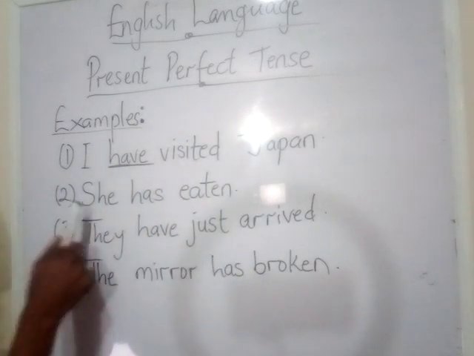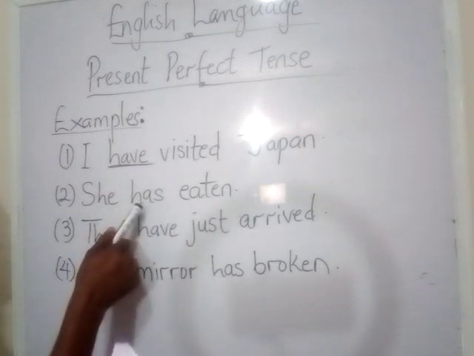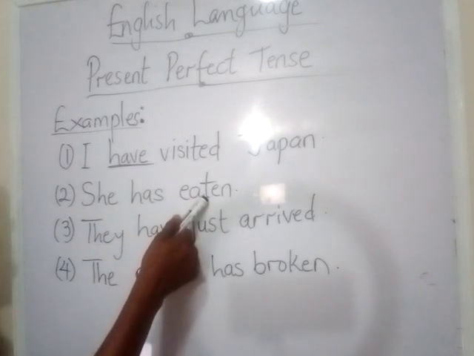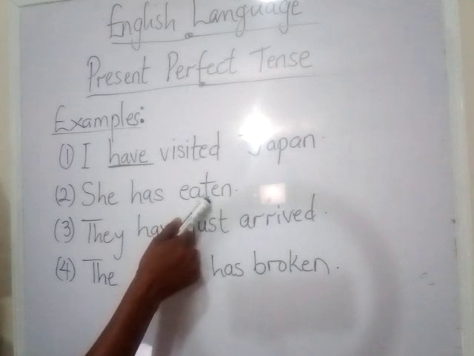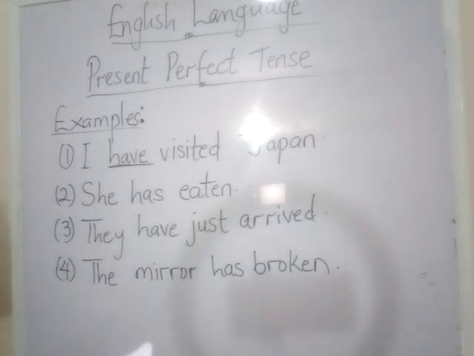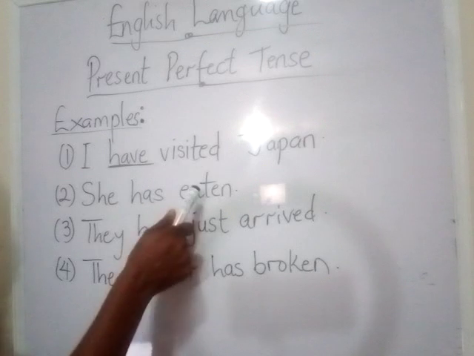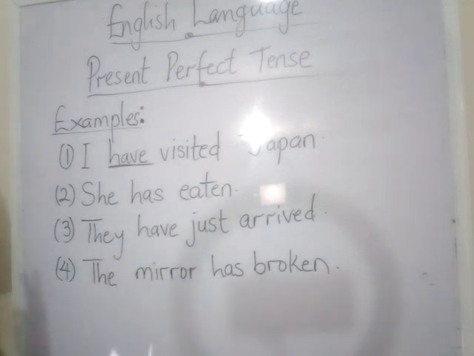The next example is: she has eaten. Now, has is used, and what follows is the past participle of eat. You can't say she has eat or she has ate. It's very wrong. Even though ate is the past tense form, you can't use the past tense form. You use the past participle form when you use has or have.